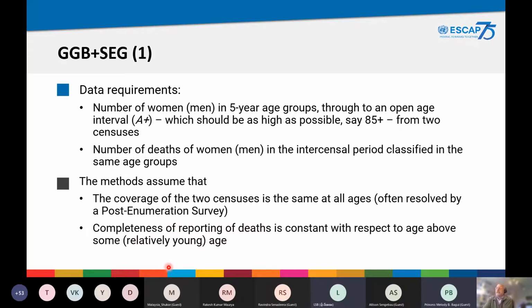We also assume that, or the methods assume that, the completeness of reporting of deaths is constant with respect to age above some, in brackets, relatively young age. In other words, from, say, age 15 and older, we have to assume that the completeness of reporting of deaths is constant. In other words, that if there's completeness of reporting of 95% at age 45, there's also completeness of reporting of 95% at, say, age 75.